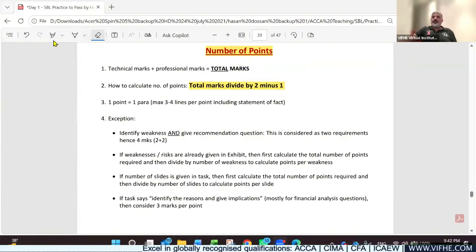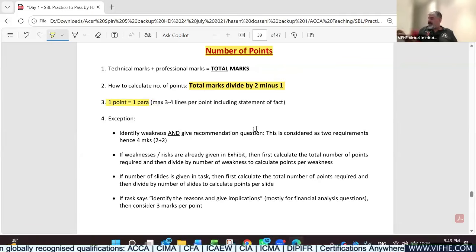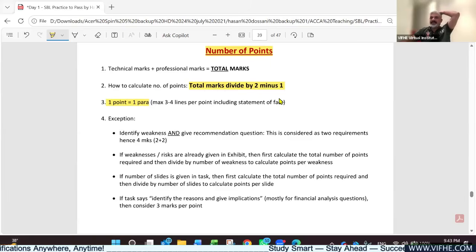Now, 1 point means one para. Do you understand that? When I say 1 point, each point should be a separate paragraph. So if we are supposed to write 10 points, how many paras should I expect to see?